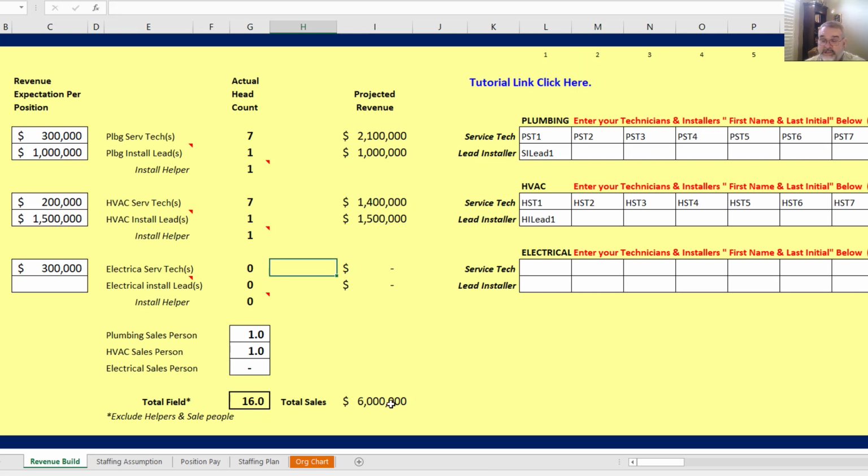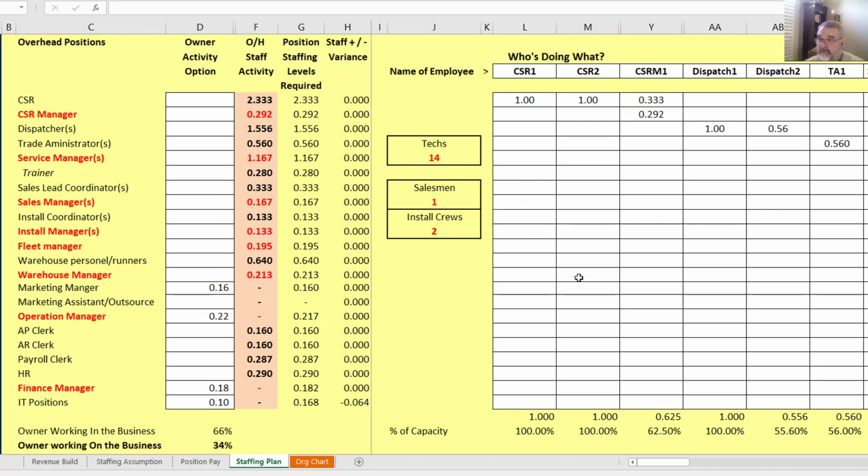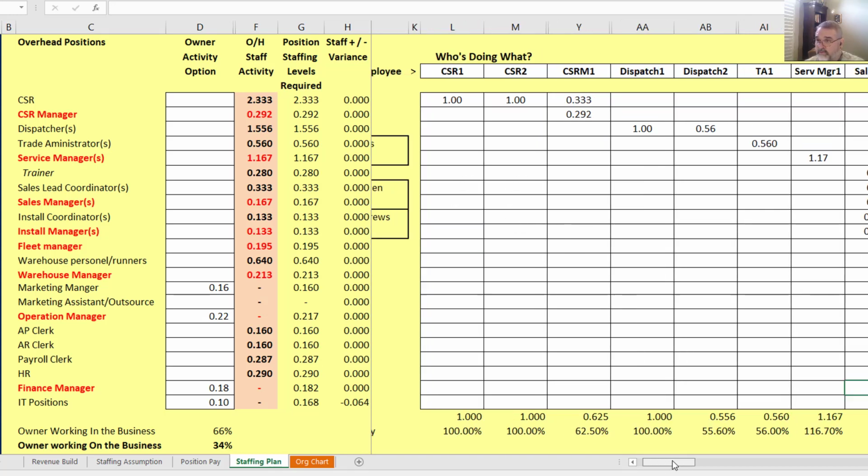Okay, so now I've got a $6 million company. It went from a 4 to a 6, and basically I added one install crew here, one install crew for the plumbers. I've got 7 plumbers, 7 HVAC techs, a plumbing salesperson or a camera tech now, and an HVAC person. So I've got 16 people in the field. Come up here to the staff. How do we staff this? You can see that this is starting to expand.